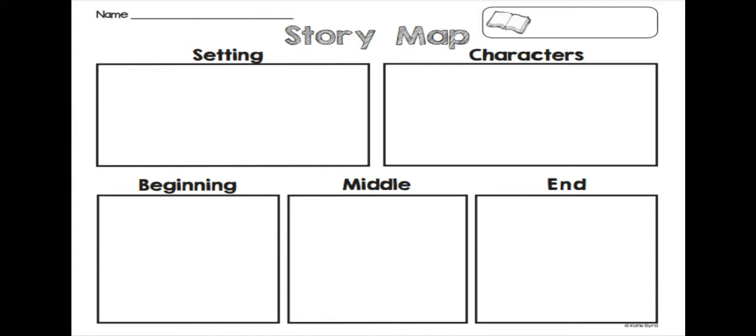Now, we've used this story map slide or something very similar to it in first grade already, but I'll just review the different parts so that you can refresh your memories about what you need to put on the story map. First is the setting. Do you remember what the setting of the story is? Right. The setting of the story is where the story takes place.